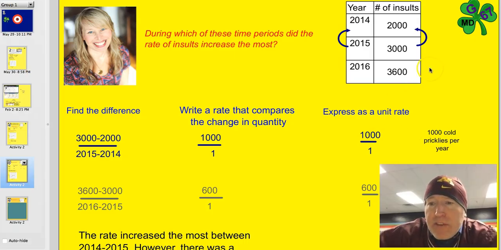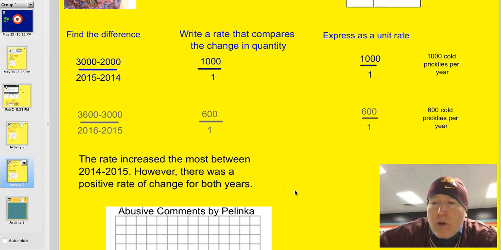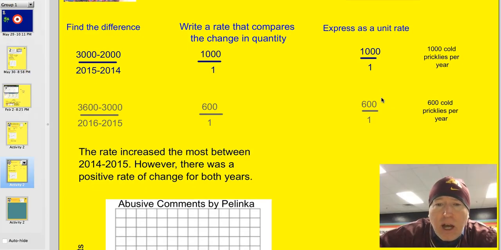Now, if you take a look at the next one, because we have to compare them from 2015 to 2016, that's 1 year, of course, and there was only 600 insults that year. So 600 cold pricklies that year. So it looks like the rate increased the most between 2014 and 2015. However, there was a positive rate of change. So 1,000 in 1 year, 600 in the other. So there's where we got our average last slide of 800 insults per year.